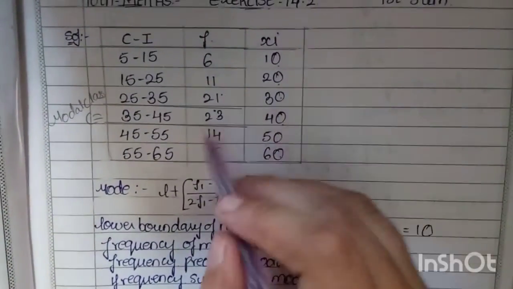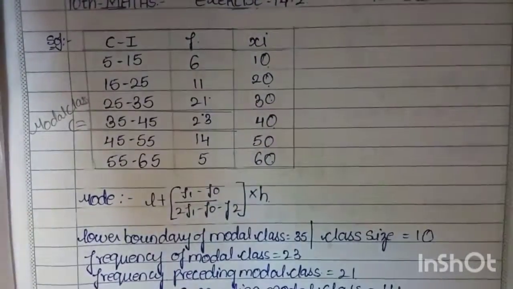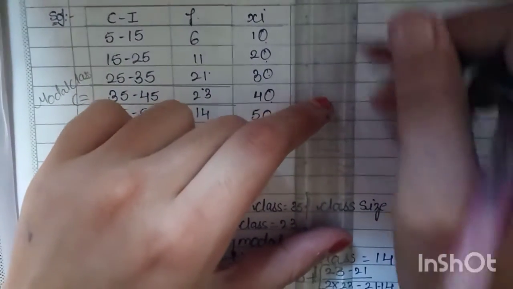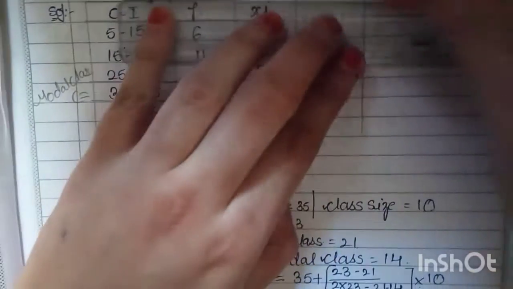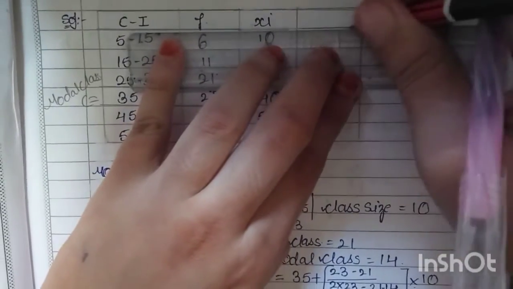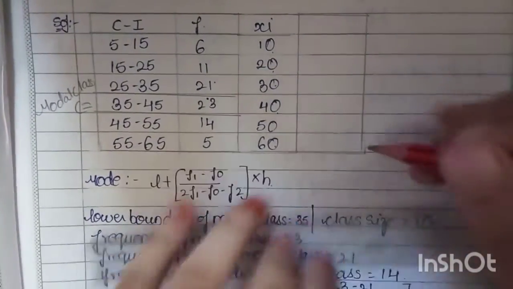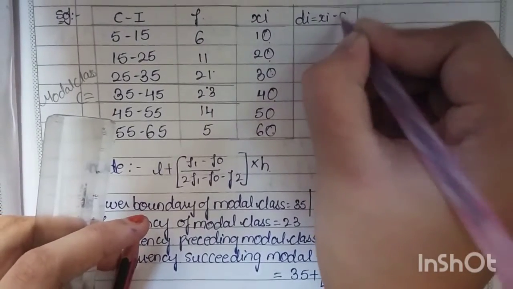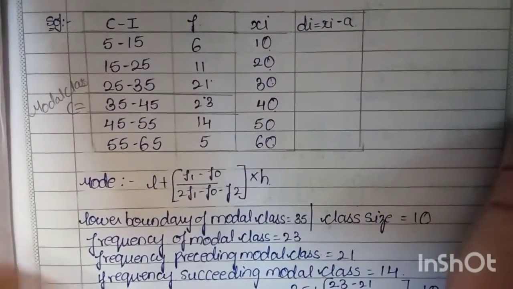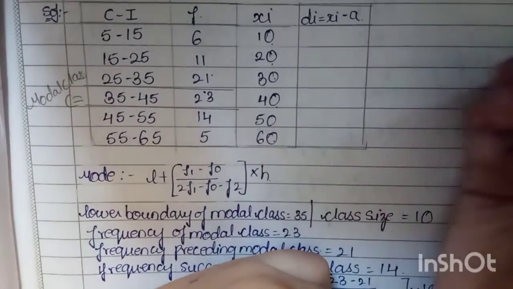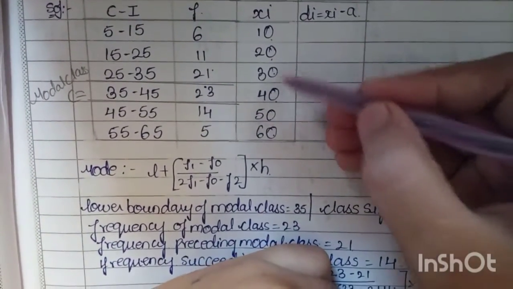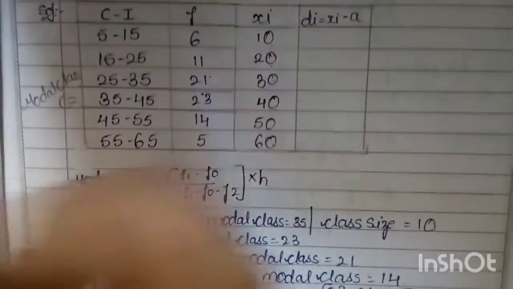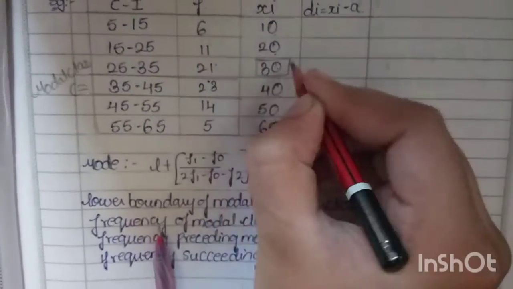Now multiplying these values is not easy, so we will go to the second method, that is the direct mean method. For that you need to draw a column of di. di is nothing but xi minus a. We have to assume any value, generally we take the mid value, but here we have 2, so you can choose any one. I am choosing 30 as my a.